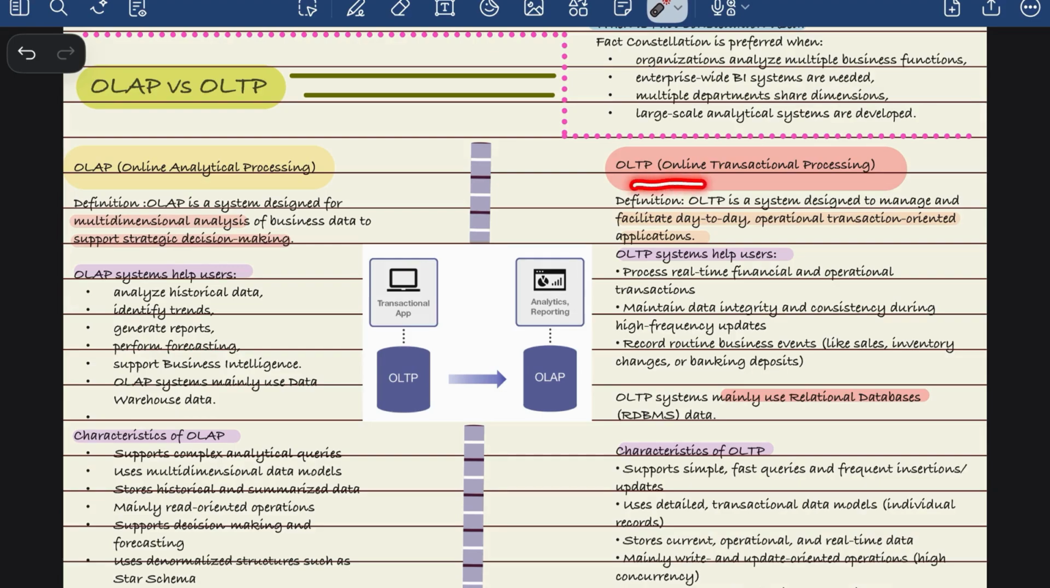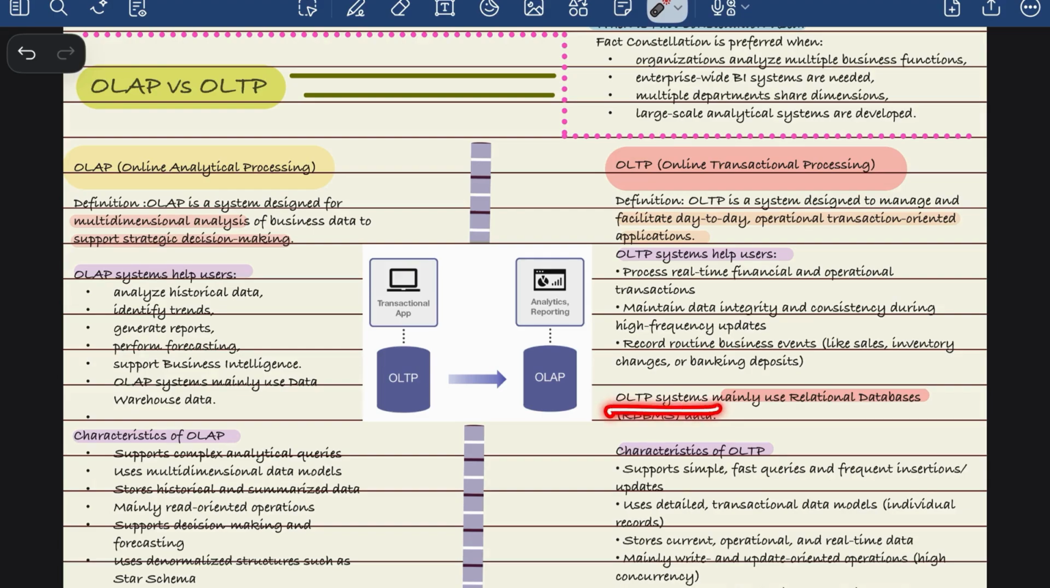Whereas if you see OLTP, it stands for online transactional processing. So it is a system designed to manage and facilitate day-to-day transaction processing. Wherever there are databases used, wherever there are transactions which have to be recorded every day, in those scenarios we use this system, OLTP. So here we process the real-time data. Alright, we record the routines, we maintain the data integrity, all this happens.